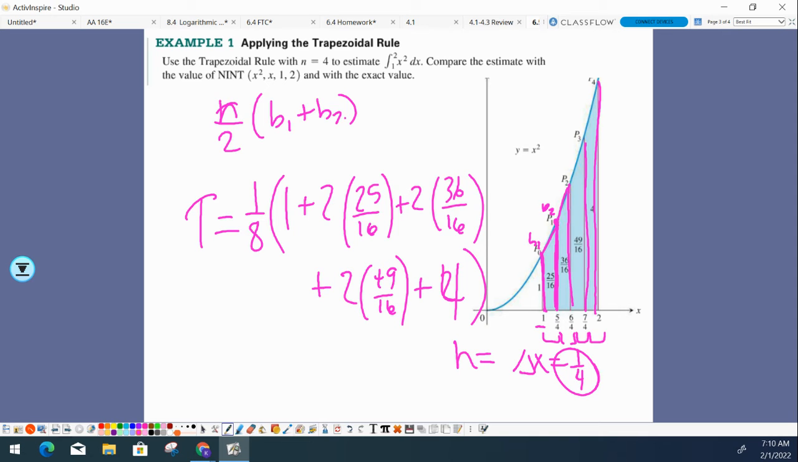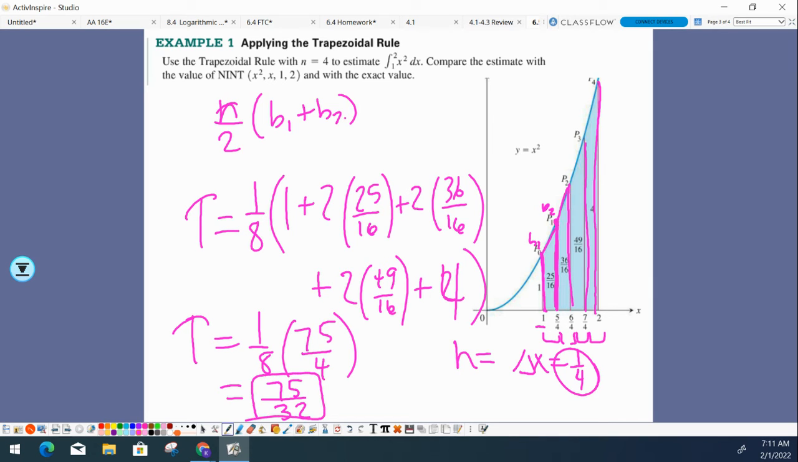All right, then we add up all the middle, and our trapezoidal rule gives us 1/8 times, when you add the insides, 75/4, or 75/32 total. So just like with LRAM, you use the first one and not the last. With RRAM, you use the last one but not the first. With TRAM, you use one of the outsides and you double the middles. That's the key.